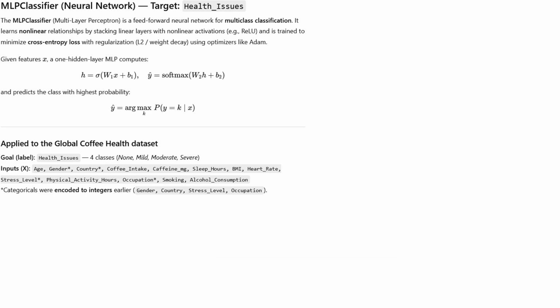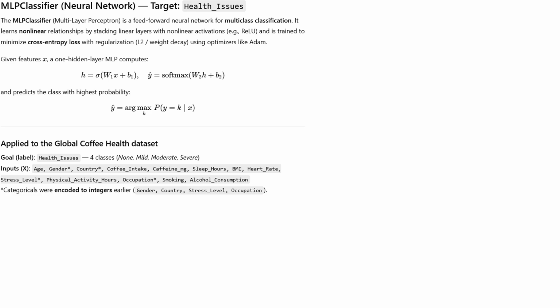The multi-layer perceptron classifier, MLP, is a type of feed-forward neural network composed of an input layer, one or more hidden layers, and an output layer. Each layer transforms the data using weighted connections and nonlinear activation, enabling the model to capture patterns beyond what a linear model can achieve.